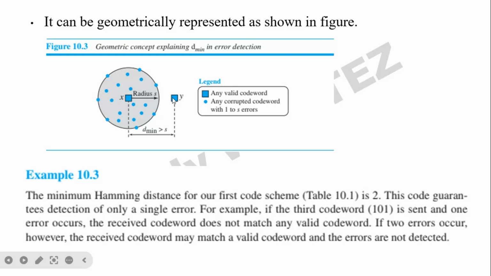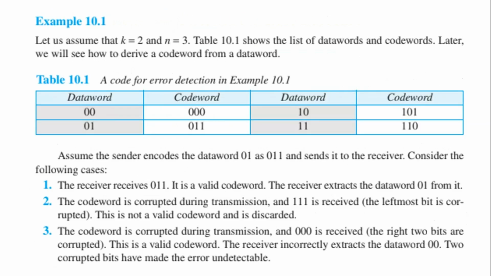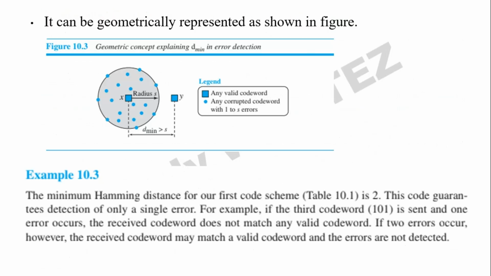So anything out of this becomes the valid code word. So that is how it has been represented. Minimum Hamming distance for our first code scheme, that was in Table 10.1. If you can recall this table, any two valid code words you take, the minimum distance is 2. Here also it is 2. If you check these two, again it is 2, likewise. So the minimum distance between any two code words in 10.2 is 2, and in Table 10.1 is 2.